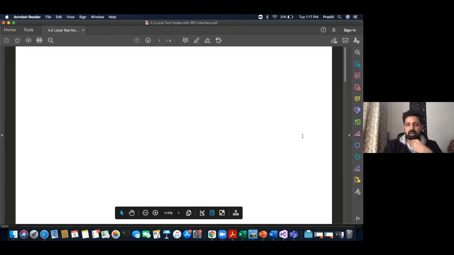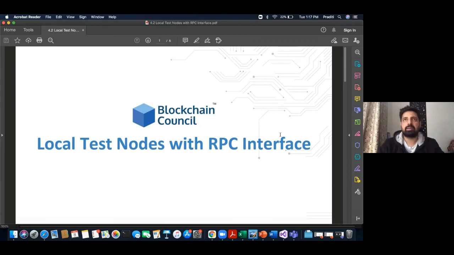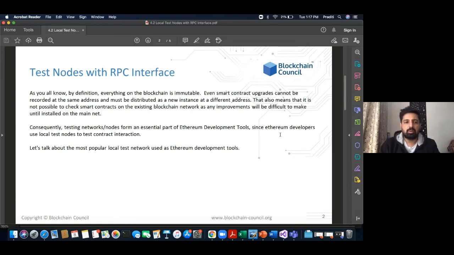Talking about the local test nodes with the RPC interface. RPC stands for Remote Procedure Call. The way we say we access a website with HTTP or HTTPS, in a similar way, we have RPC, gRPC, gRPCS. This is a protocol which is being developed by Google. gRPC is the Google remote procedure call, and RPC stands for remote procedure call. A different way of sending the packets. Test nodes with RPC interface.